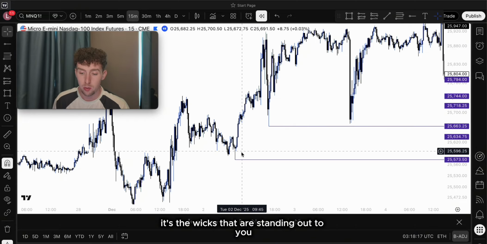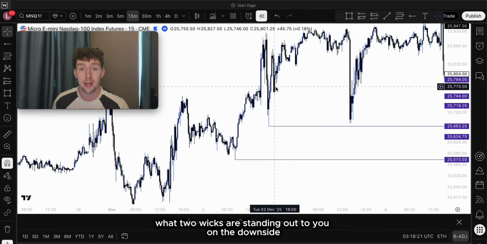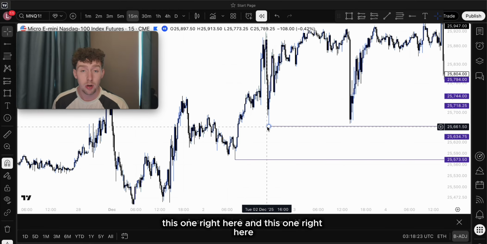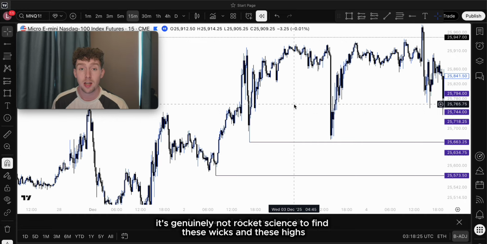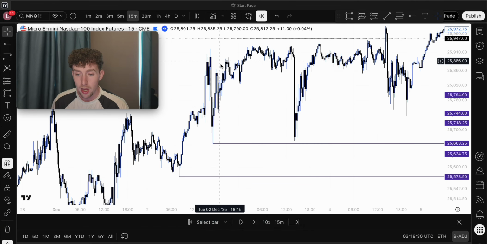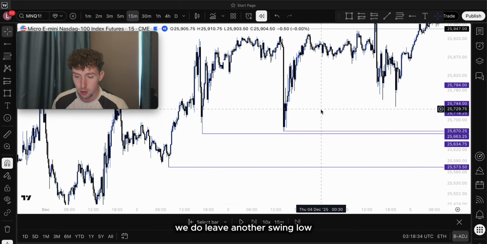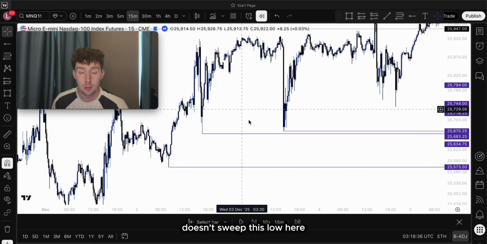It's the wicks that are standing out to you. If you were to look at this area here, what two wicks are standing out to you on the downside? This one right here and this one right here. It's genuinely not rocket science to find these wicks and these highs. What stands out to you when you look at your chart? As you can see, we end up coming back up above this high. It is a bit choppy, but as you can see, we do leave another swing low. Doesn't sweep this low here.